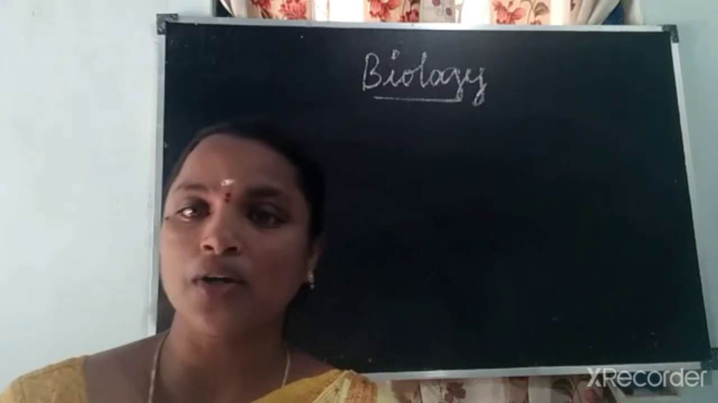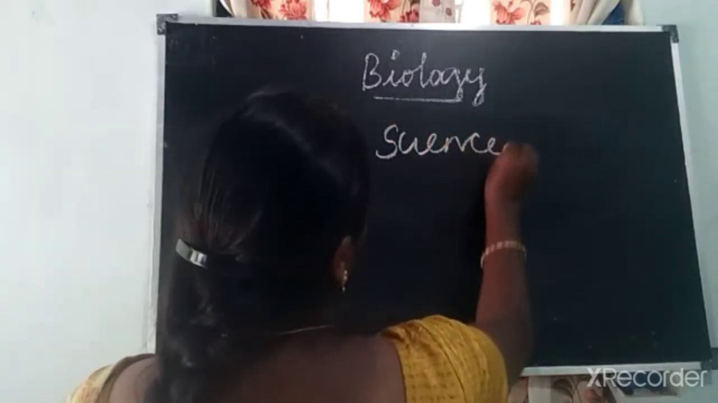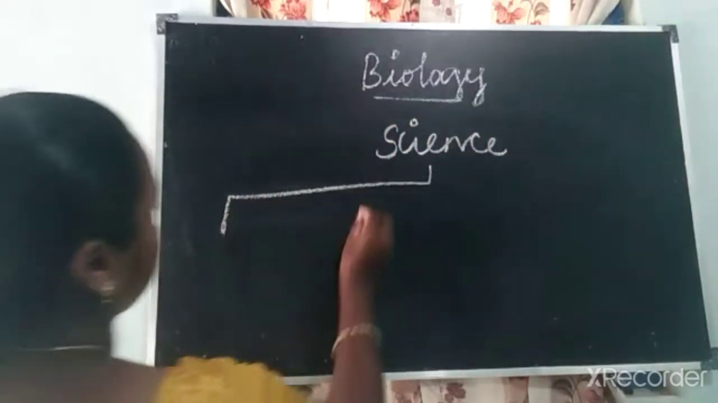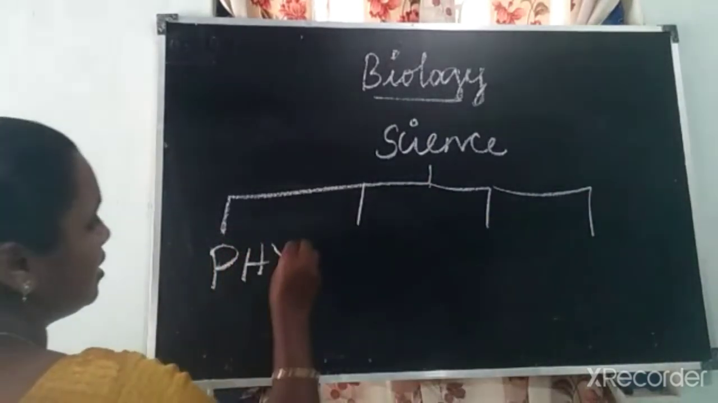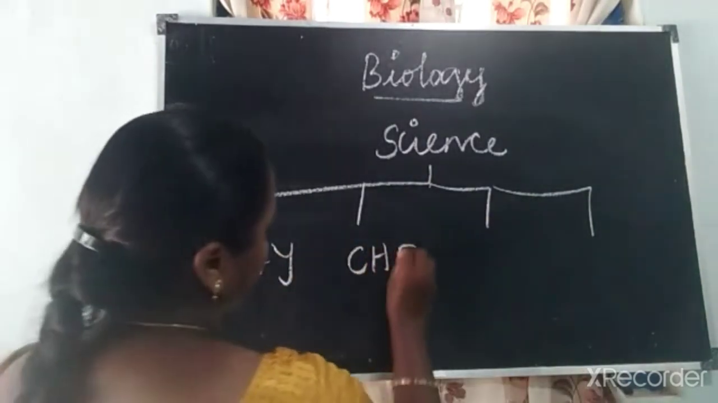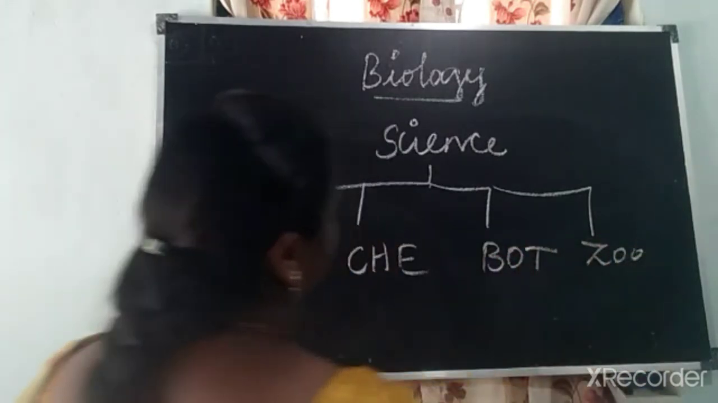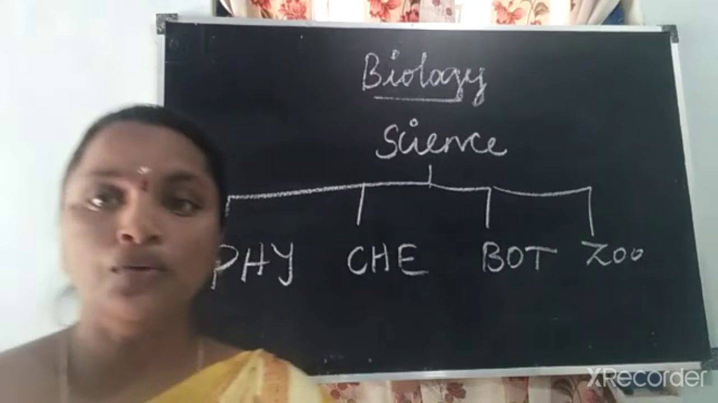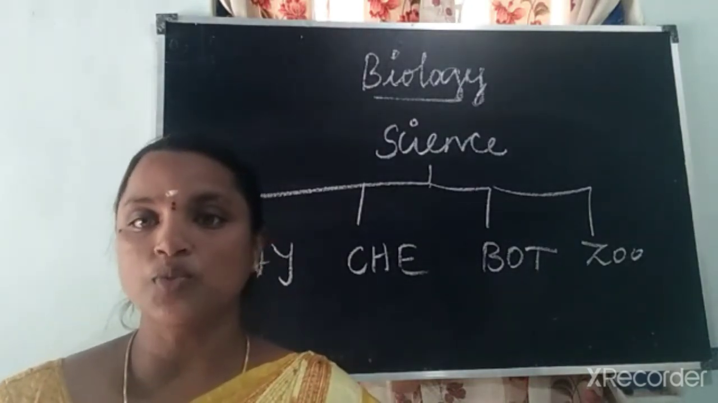Actually, what is biology? Science is divided into four groups: one is physics, another one chemistry, next botany, and the fourth one zoology.